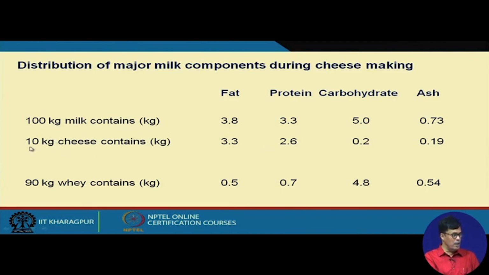Now I told you that 10% of the milk is converted into cheese. If we assume that 100 kg of milk produces 10 kg of cheese, then it contains 3.3 kg of fat, 2.6 kg of protein, 0.2 kg of carbohydrate, and 0.19 kg of ash. This indicates that during the cheese making process, most of the fat and protein is recovered in the cheese, but carbohydrate and ash go mostly into the whey. You can see the 90 kg of whey contains about 0.5 kg of fat, 0.7 kg of protein, 4.8 out of 5 kg of the carbohydrate, and 0.54 kg of ash.